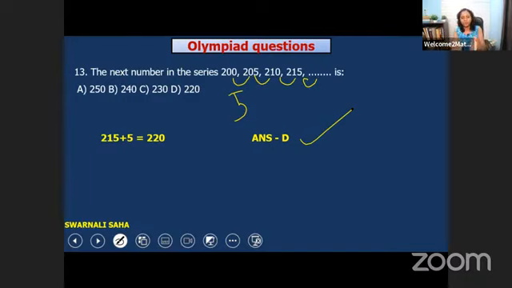Very good. You people are very smart, and the last question you did well. It's option D. 220. It is a skip counting question. Sometimes you will get this type of question too: counting by 10, counting by 50, counting by 15. And it's so easy, because here we just have to count by 5. In this way, plus 5, and we get the answer.